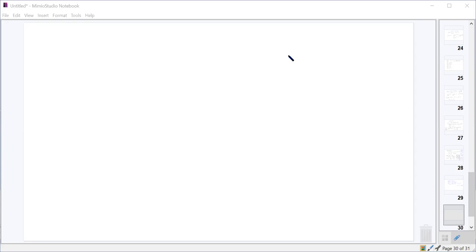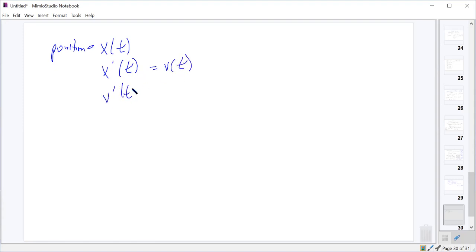Okay. Other things we should talk about with derivatives is if we're given a position function. The derivative of position is velocity. The derivative of velocity is acceleration. Derivative of acceleration is jerk, and so on. You're not going to need to know anything beyond the derivative of velocity is acceleration.